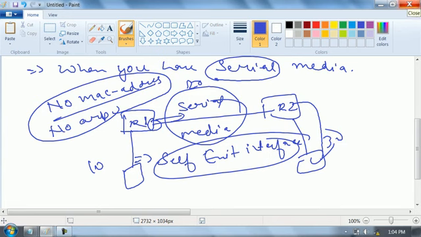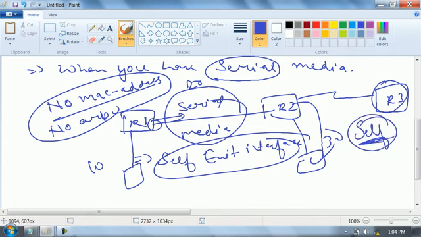It means you use exit interface on serial media. Agree? And you use next hop anywhere. We will discuss now what is next hop. Fine. Exit interface is always self. No issues.